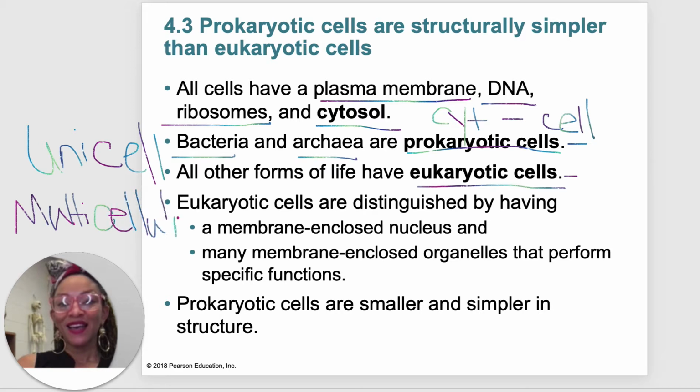So these eukaryotic cells have a true nucleus, which means that nucleus is actually enclosed in something called a membrane. So think of little layers of things, a little sac protecting it. Okay, so like I said, prokaryotic cells are typically much more simple.